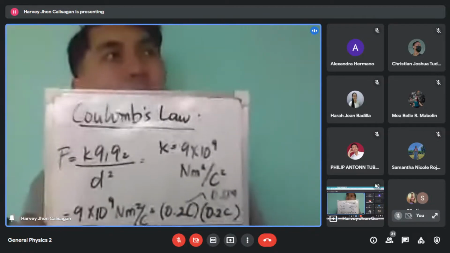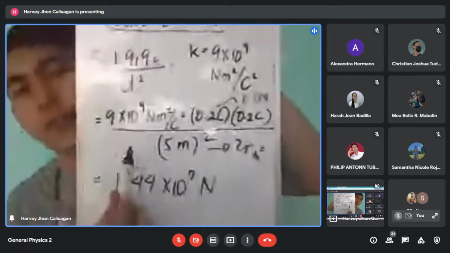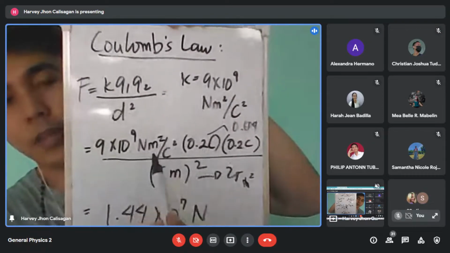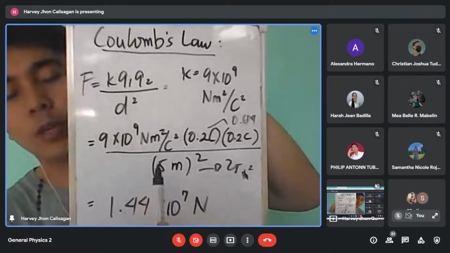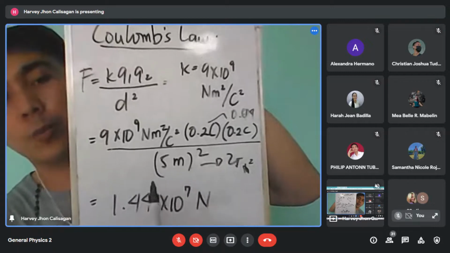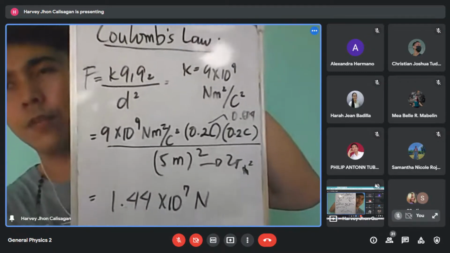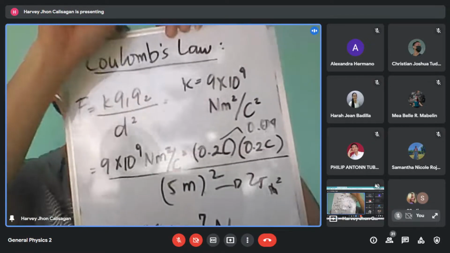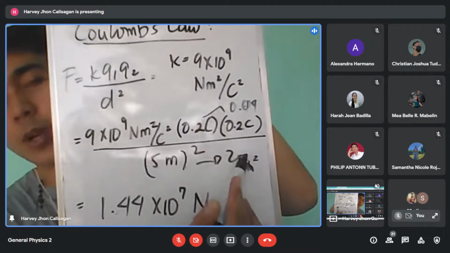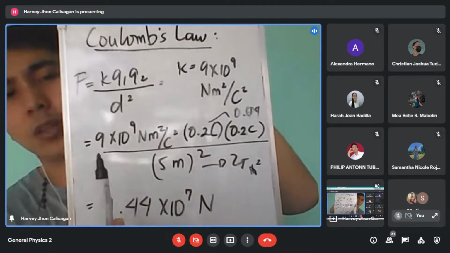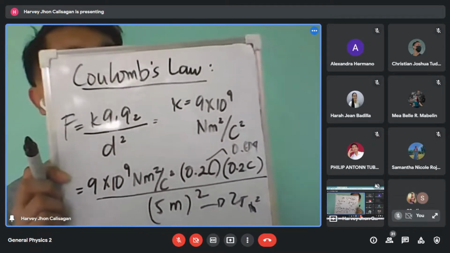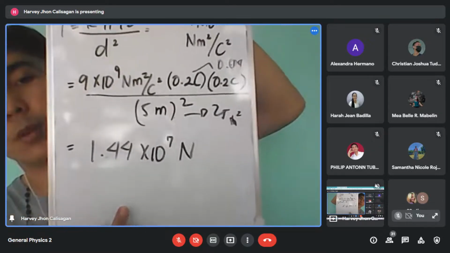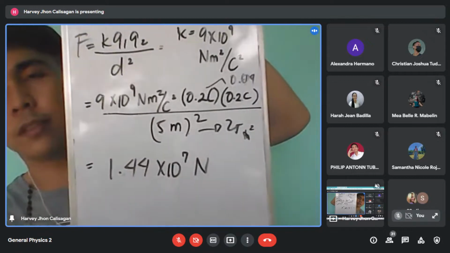360,000,000. And after getting that, we divide it by d squared, or r squared. Since it is squared, we multiply the value by itself. So we have 25, because 5 times 5 is 25. So we have now 25 meters squared. So the 360 million, we divide by 25. What do we get? My answer here is 1.44 times 10 to the power of 7.